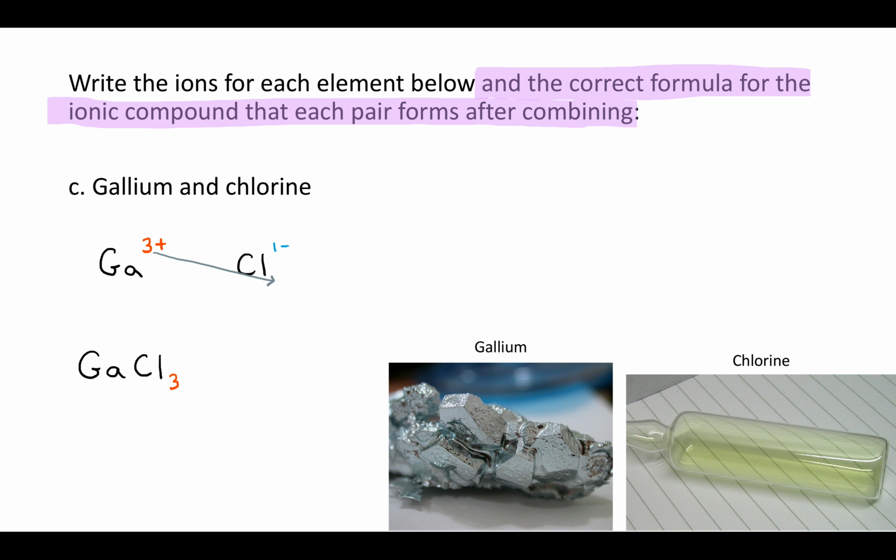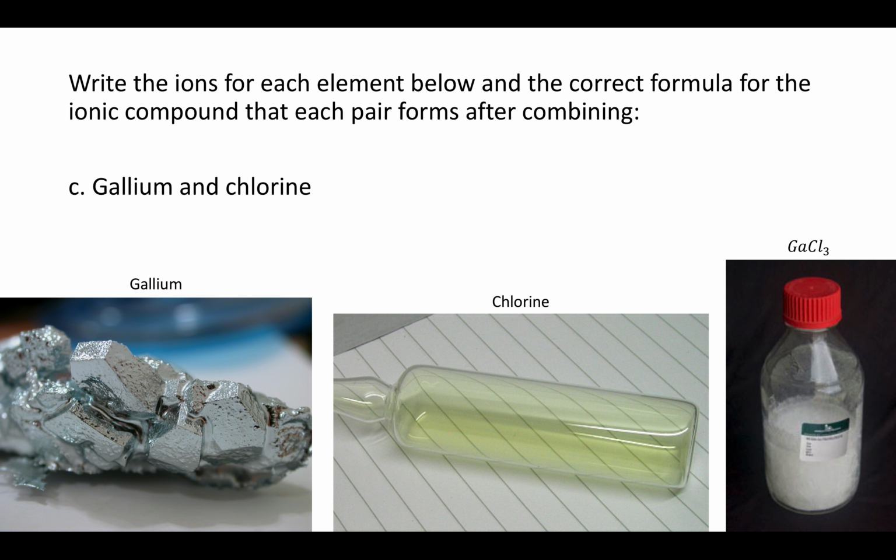And notice with these, I'm not including the positive or negative signs, I'm only including the numbers when I make the superscripts the subscripts. So the ionic compound that forms when you combine gallium and chlorine is GaCl3. So when you take gallium, you mix it with chlorine, you'll get GaCl3.